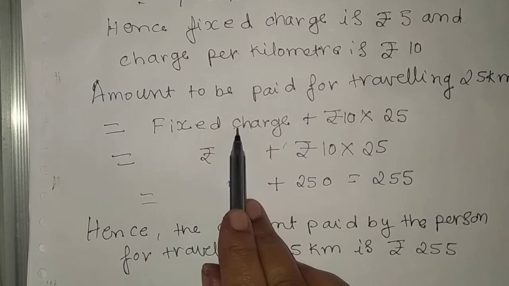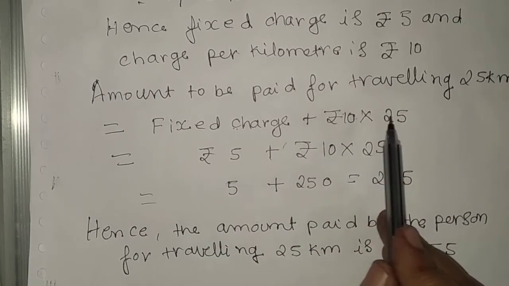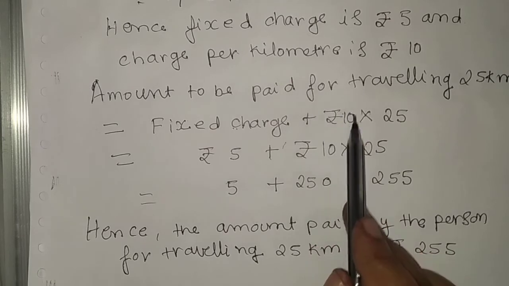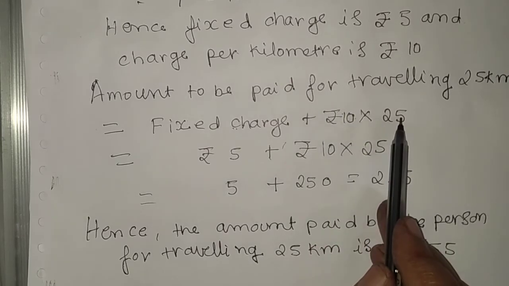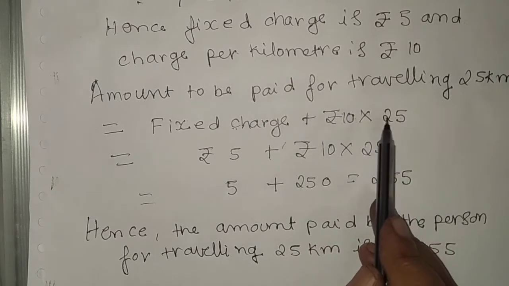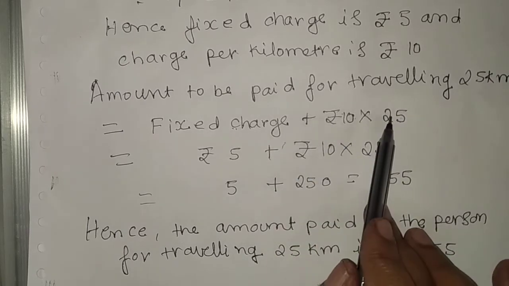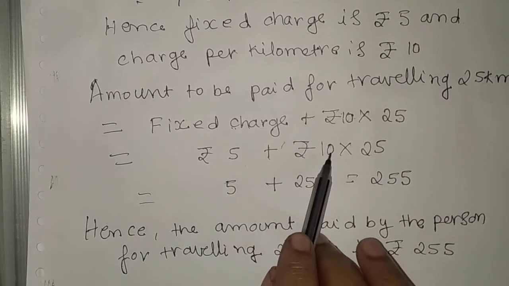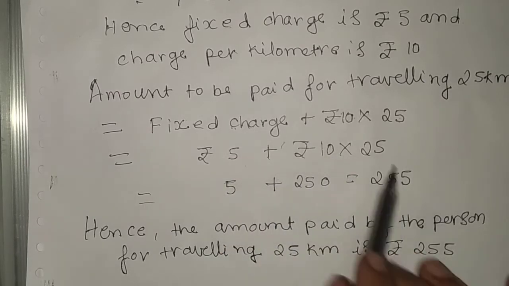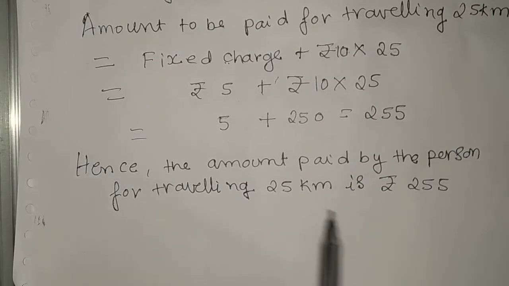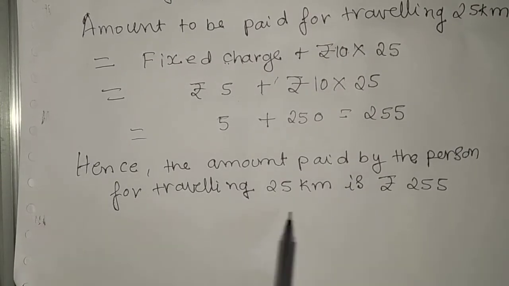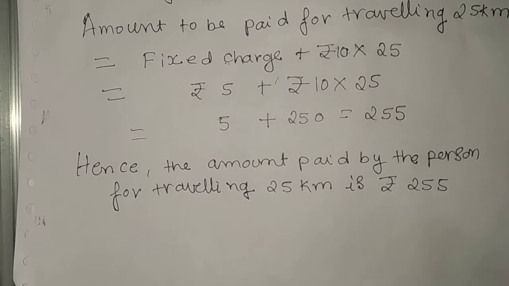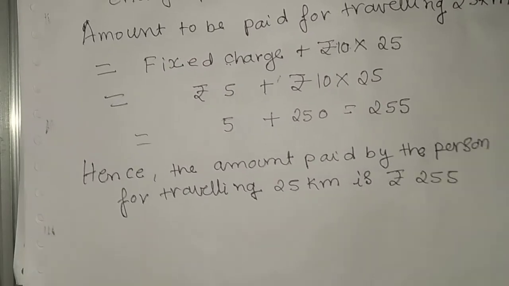x is the fixed charge plus y into 10. So y is 10 into how many kilometers he has to travel. So that is x plus y into 25. So x how much we are getting? That is 5, and y is 10 into 25. Solve this, we get 255. So final statement is: yes, the amount paid by the person for traveling 25 kilometers is rupees 255. So this is the solution for the fourth problem. We move on to the fifth one.